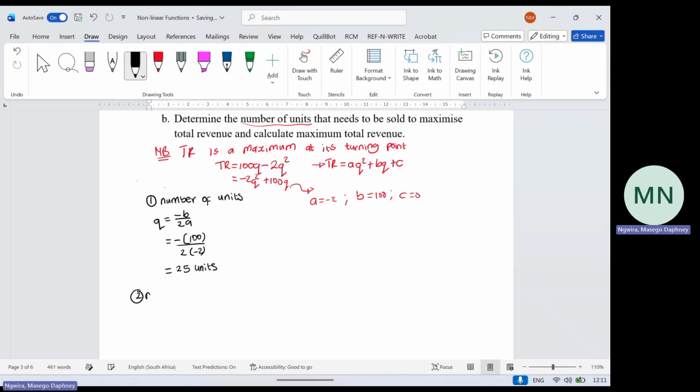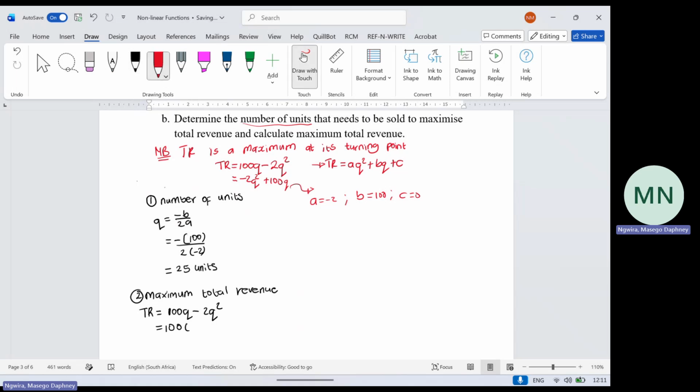When I calculate the maximum total revenue, remember we said that total revenue is at its maximum where the graph is turning. So it means that we need the turning point, right? Our total revenue is 100Q minus 2Q squared, and I'm going to substitute the 25 units to get that.